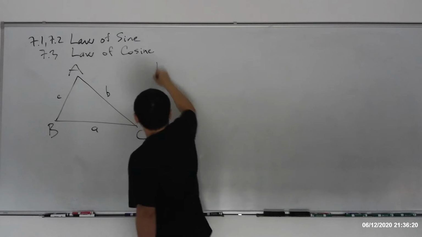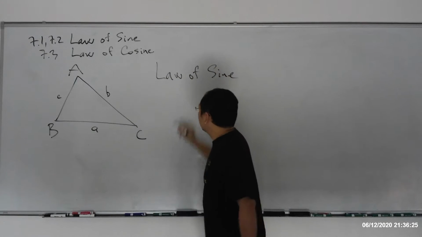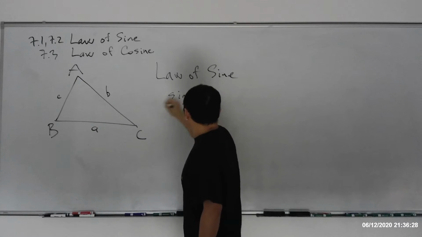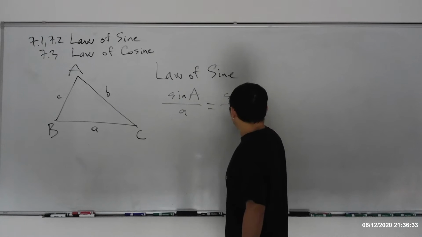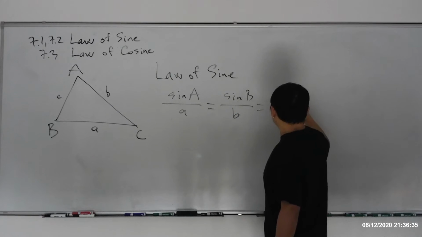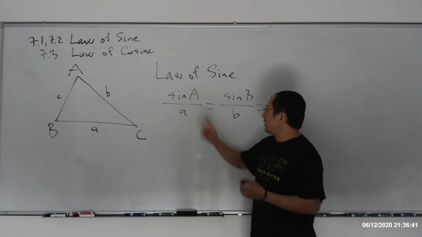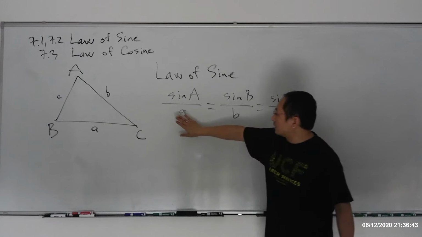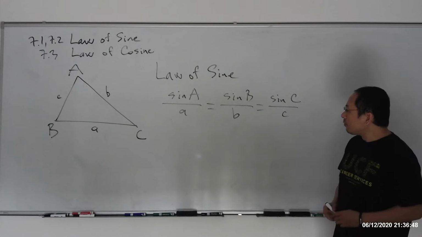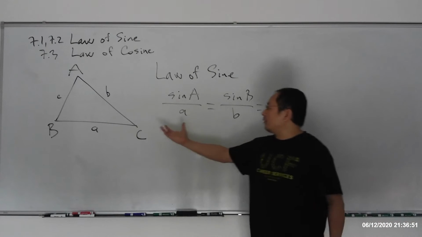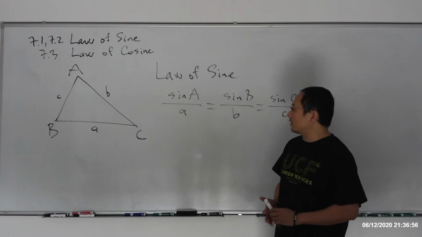So the law of sine says this: sine A over a equals sine of angle B over b equals sine of angle C over little c. In other words, the sine of an angle over its opposite side are proportional. So if you know three items of a triangle, you're going to be able to figure out the rest of the triangle.